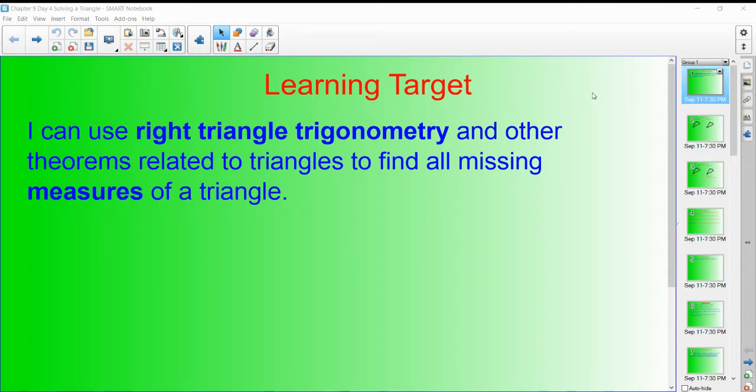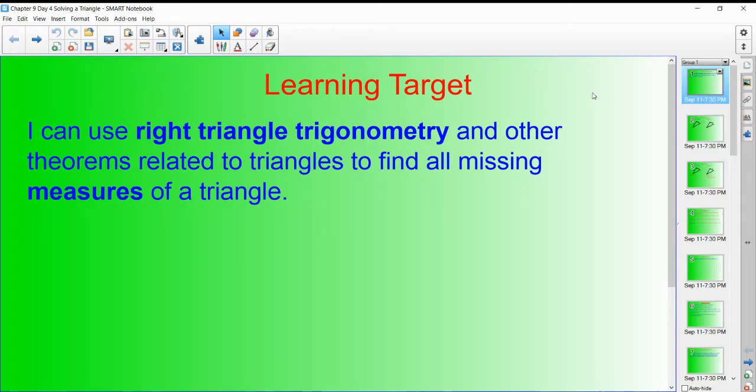Hi everyone. So today we're going to put everything together that we've learned for the past few lessons, where we write the ratios and we find missing angles and we find missing sides, where we use a whole lot of triangle theorems to solve a triangle. Okay, now when I say solve a triangle, I want to find all of the information about it. All three angles, all three sides.